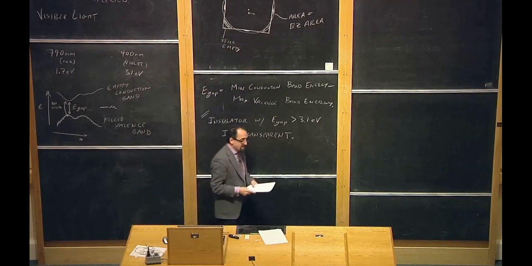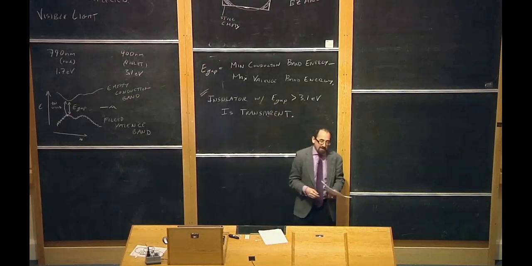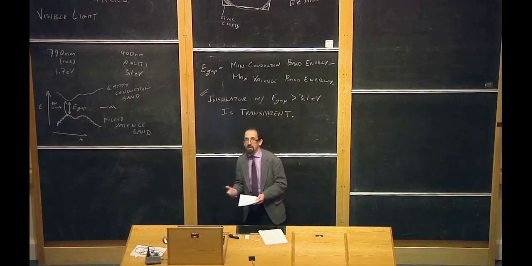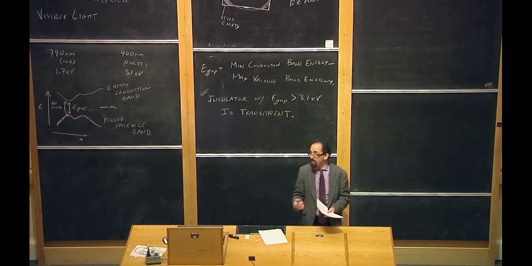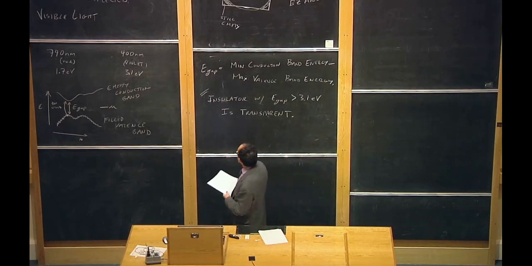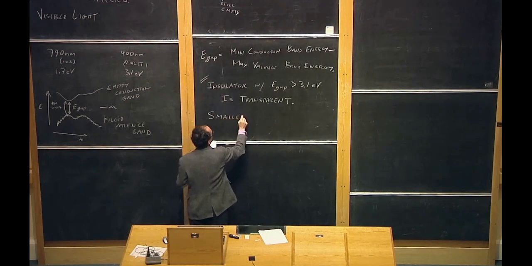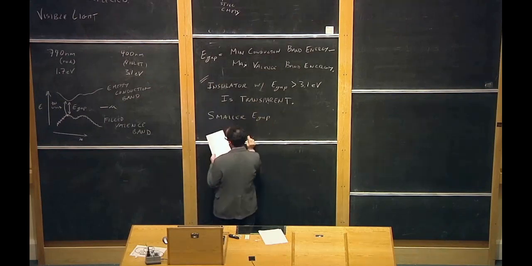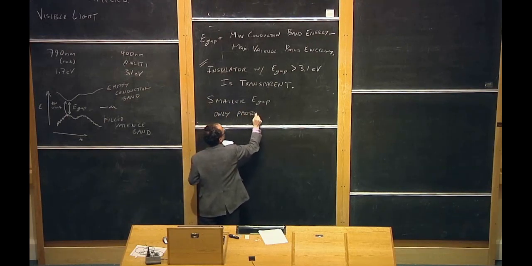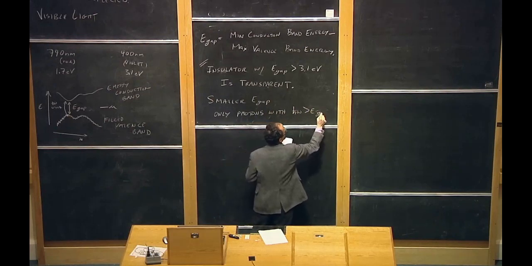So we know plenty of materials like this, where the gap is greater than 3.1 eV, and therefore they look transparent. Diamond, quartz, window glass, although it's not crystalline, alumina, gallium nitride, all these materials which are transparent have energy gaps greater than 3.1 eV. Now, if you have a smaller band gap, smaller E gap, then light is absorbed, only photons with h bar omega greater than E gap can be absorbed.